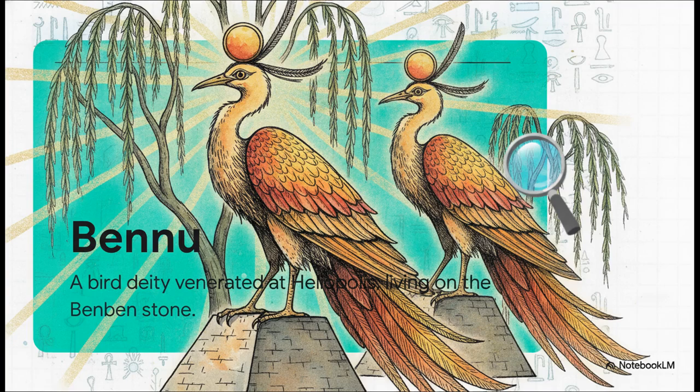Now, does a majestic, divine bird associated with the sun and a sacred stone sound a little familiar to you? Because it definitely should. The Bennu is widely considered by historians to be the primary inspiration for the famous Greek myth of the phoenix, the legendary bird of fire and rebirth. So this ancient Egyptian concept of daily solar rebirth eventually fluttered all the way across the Mediterranean and evolved into a myth that we literally still reference in pop culture today.